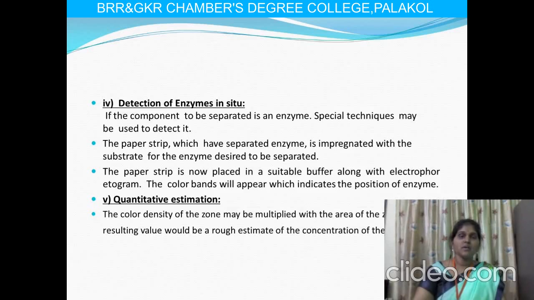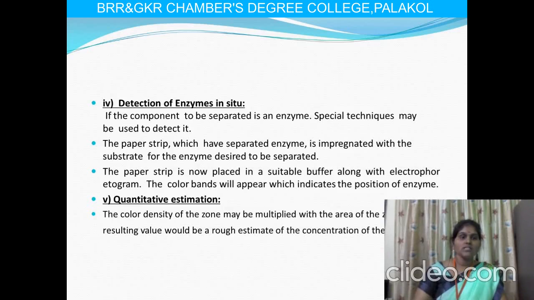In the other paper we can add substrates, and we are going to attach the two to each other. That means taking one paper and attaching the opposite paper to it, which is called juxtaposed. So by using this technique we can separate specific types of enzymes, and the paper strip is placed in a suitable buffer along with the electrophoresis. The color bands will appear, which indicate the position of the enzymes. Okay, that is about detection of enzymes in situ.